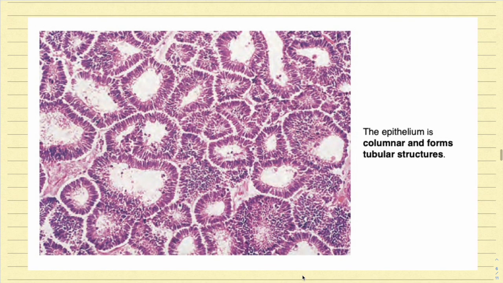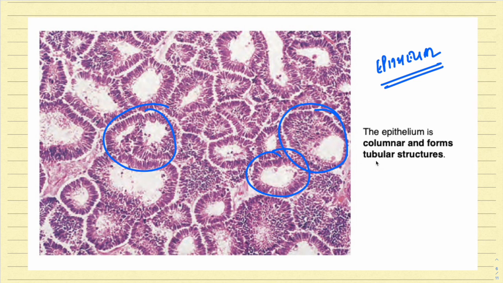The second important component of the Wilms tumor is the epithelial component, as we see over here. The epithelial component is in the form of tubules. They also resemble the primitive glomerulus. This is the epithelial component, in the form of columnar epithelium, and they are forming tubular structures.